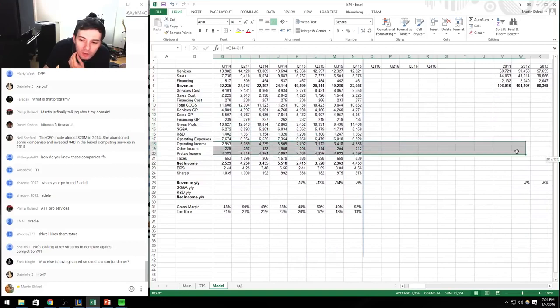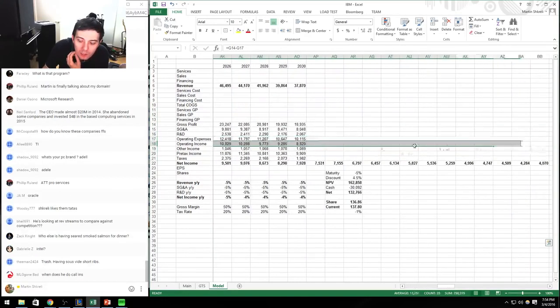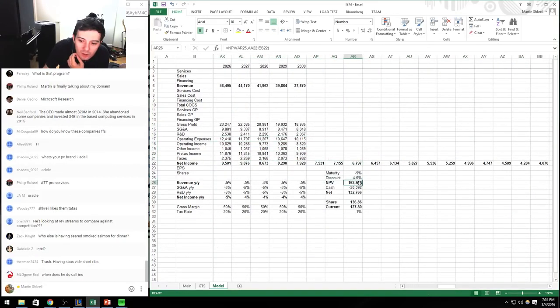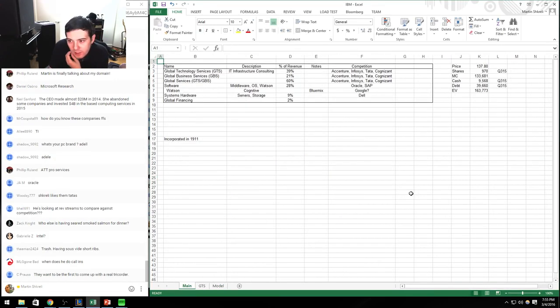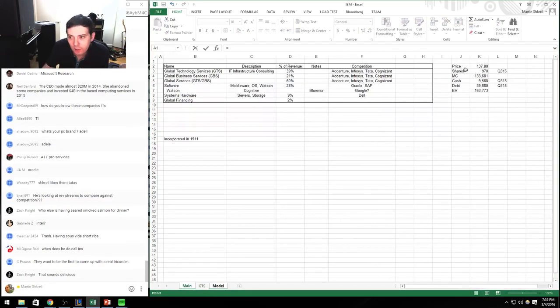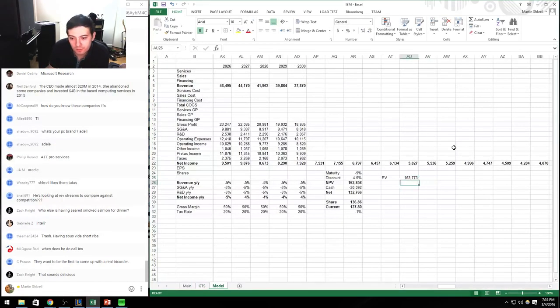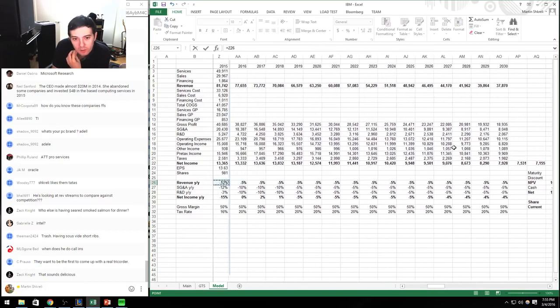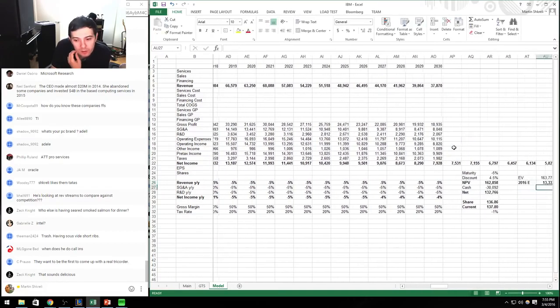But if we think about NPV, again, we kind of get a shortcut for earnings ratios. So let's look at a price to earnings ratio, or enterprise value to earnings ratio. We know the enterprise value of IBM is, excuse me, 160 billion right now. And the 2016 earnings are projected to be, according to our model, 13.3 billion.